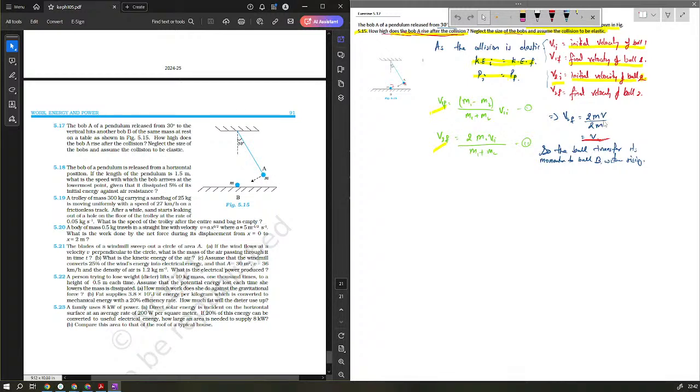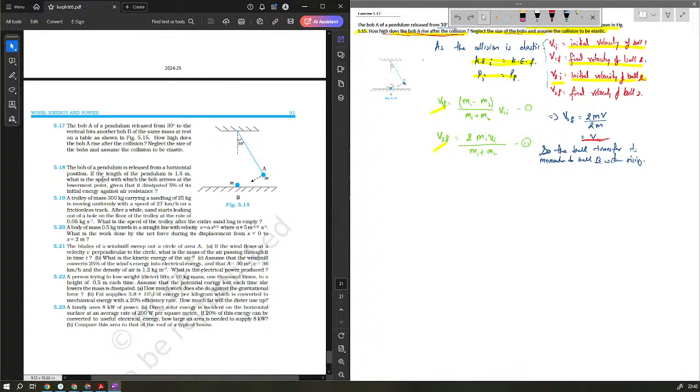The second ball's final velocity comes out to be 2mv by 2m, that is equal to v. So the entire energy of ball A will be transferred to ball B, and ball B travels with the velocity v.